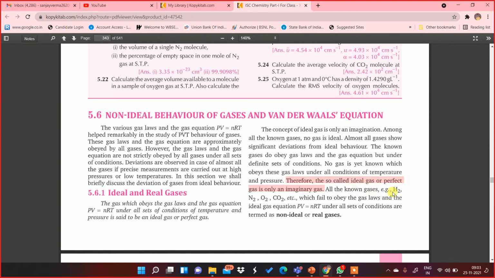All the known gases like hydrogen, nitrogen, they fail to obey the gas law because they're insoluble in water. One important point is that. And they are difficult to liquefy. And the ideal gas equation, under all sets of conditions, they are termed as non-ideal or real gases.